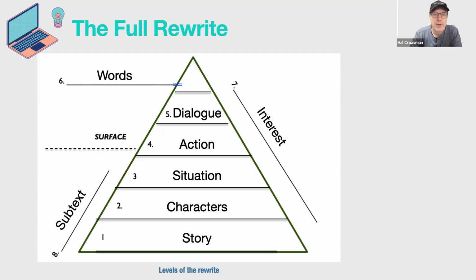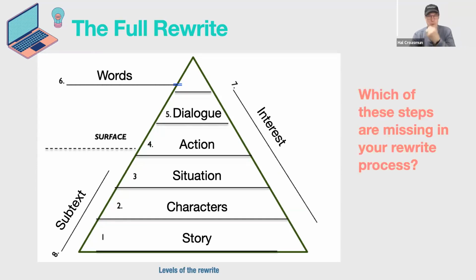Okay. Now that we've said all of that, the question here is which of these steps are missing from your rewrite process? And by missing, you really want to think about this because it makes a difference in the ultimate quality. By missing, I don't mean, well, did you think about the story at some point? Or did you even think about your characters?